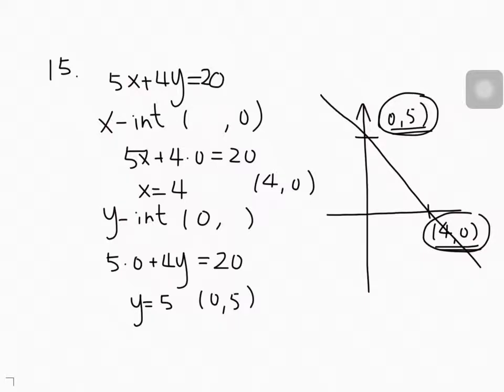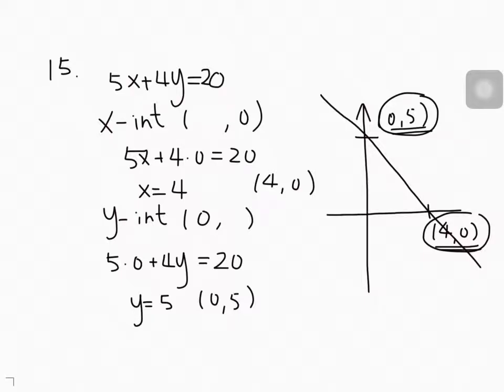Number 17. Y minus 6x equals 12. Writing in slope-intercept form, it is y equals 6x plus 12. Number 18. 4x minus 12 minus 6y equals 0. In slope-intercept form, y equals 2/3 of x minus 2.